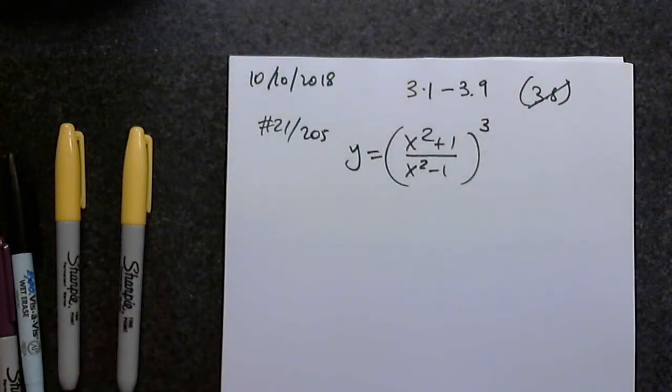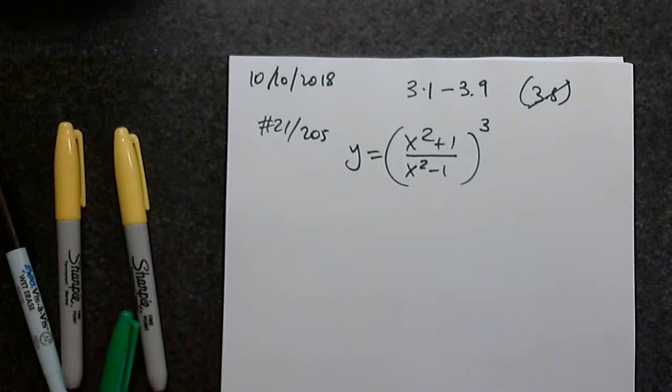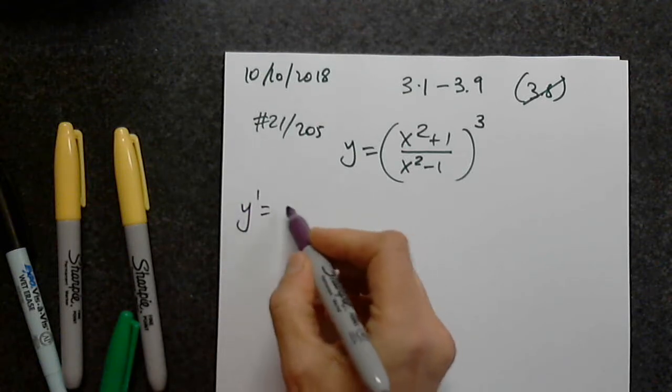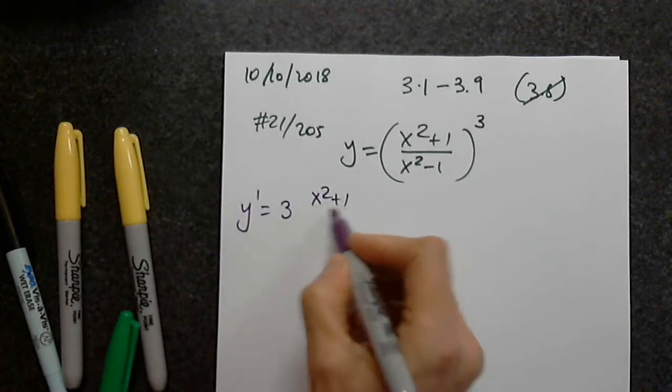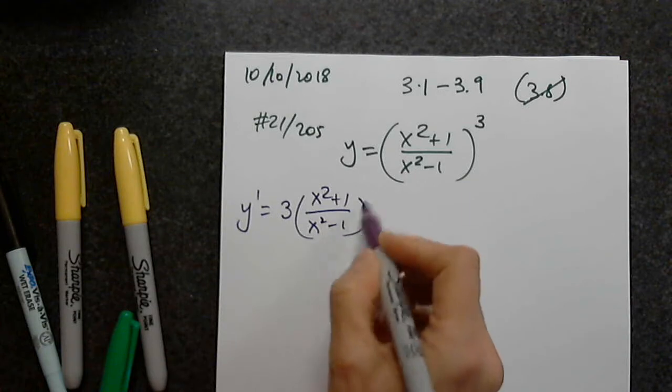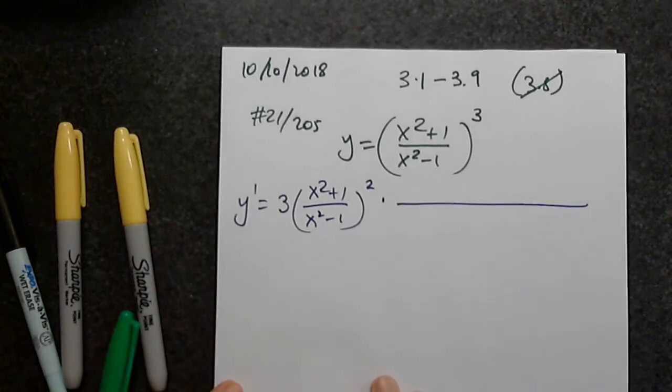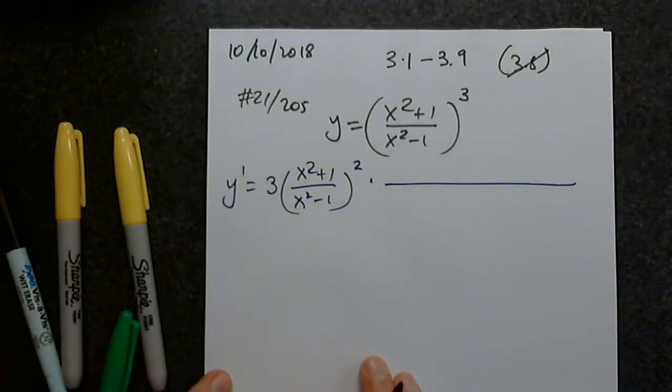Okay. So this is y equals (x squared plus 1 over x squared minus 1) to the third power. We're asked to differentiate this function, find the derivative. So this is like a function raised to a power. So y prime will be 3 multiplied by (x squared plus 1 over x squared minus 1) squared times the inner function prime. You use the quotient? Yes, I have to.